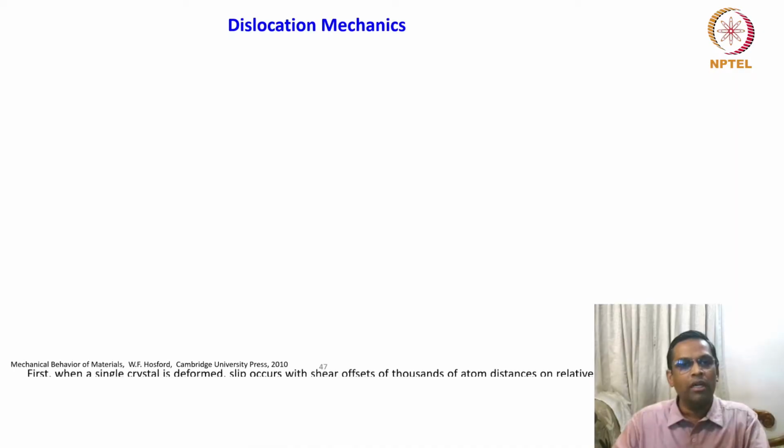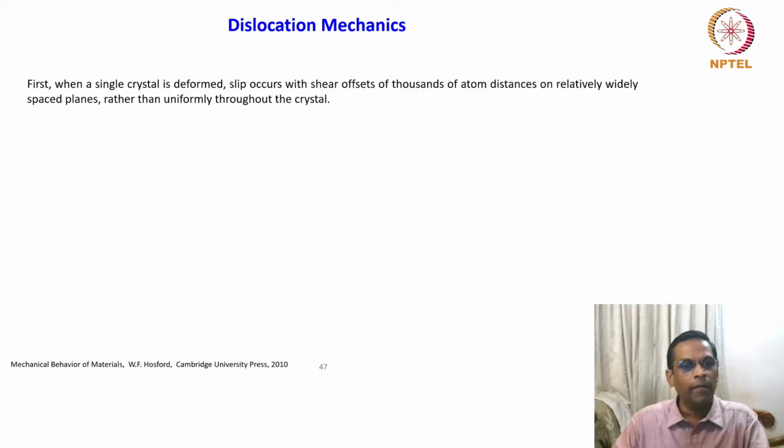So now we move on to another important aspect of dislocations. What are the aspects we are going to see now? First, when a single crystal is deformed, slip occurs with shear offsets of thousands of atom distances on relatively widely spaced planes rather than uniformly throughout the crystal.